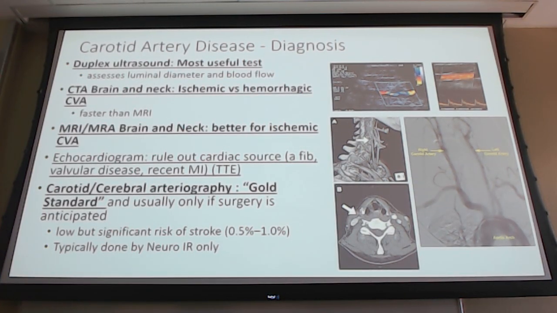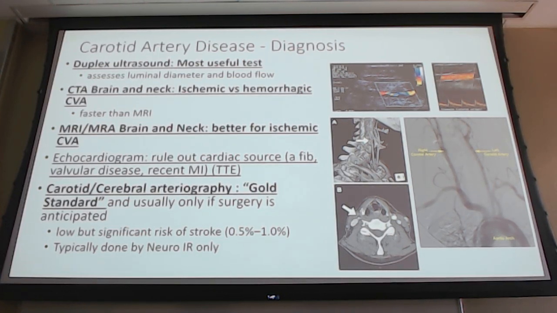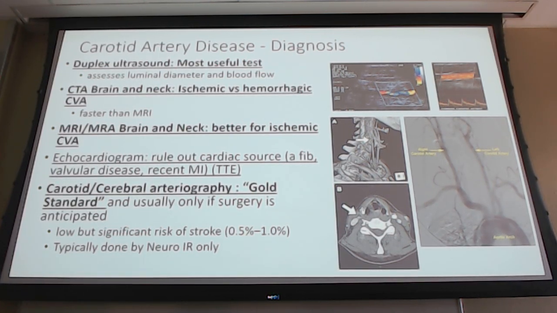All right, diagnosis. How are we going to find carotid artery disease? Duplex ultrasound is the most useful test. Duplex is not just ultrasound. You really have to have that color flow on it to really make sure of the amount of blood that's going through. It can assess for luminal dimension or diameter as well as blood flow. This is where you get that, oh, it's 75% or it's 100% blocked, or whatever.